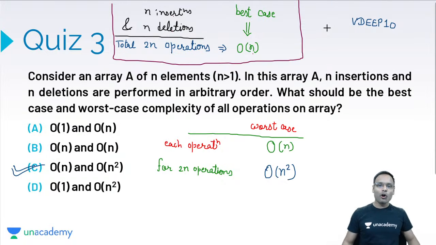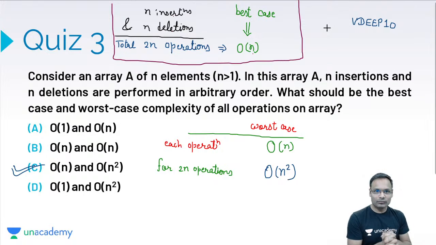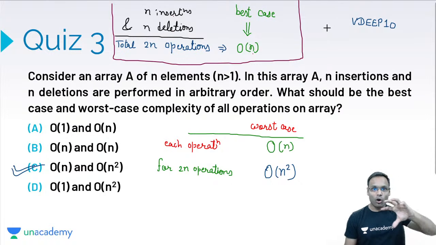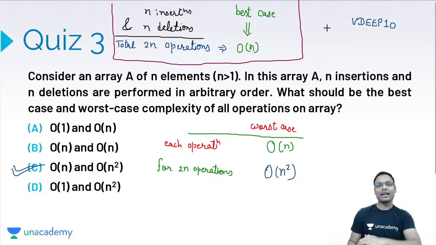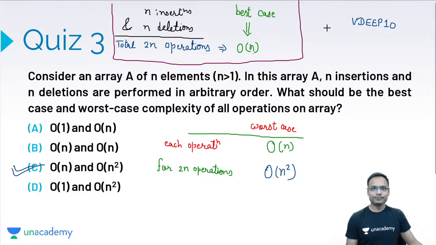Or arbitrary order means in any order. First you perform some number of insertions, then deletions, some insertions, some deletions, in any order some operations will be performed. That is arbitrary order. There is no such order that first all n insertions and then all n deletions, nothing like that.